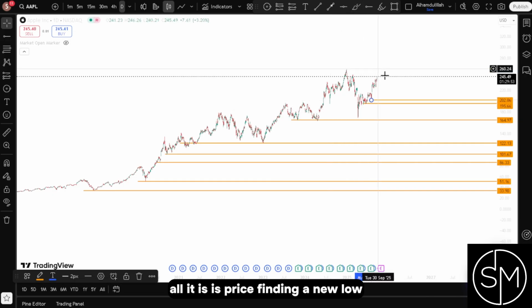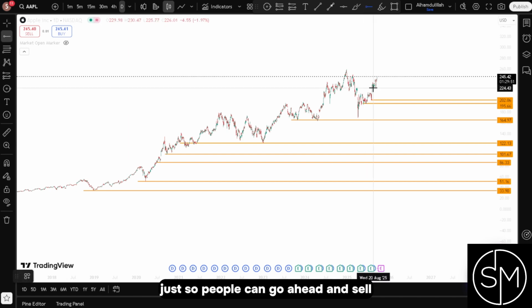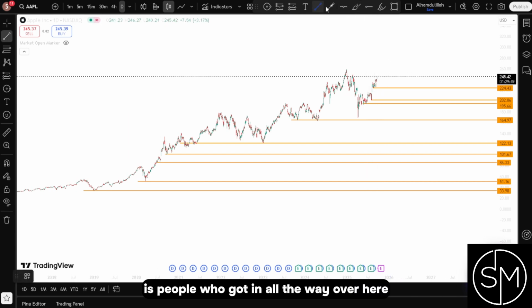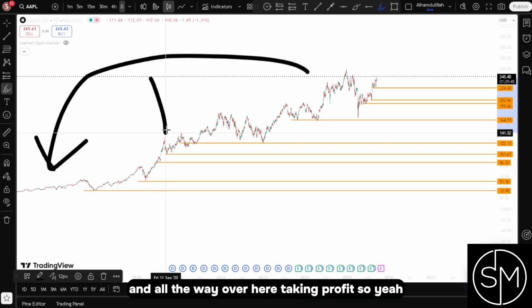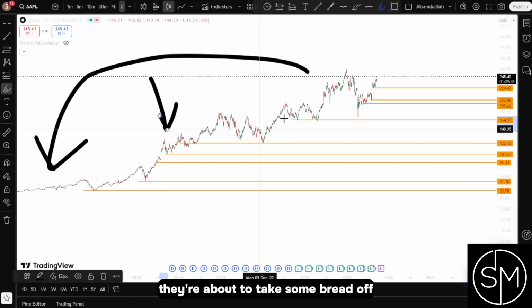Okay, all it is, is price finding a new low just so people can go ahead and sell. And all it is, is people who got in all the way over here and all the way over here taking profit. So yeah, they're about to take some bread off.